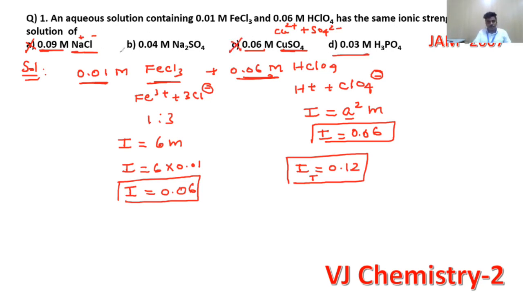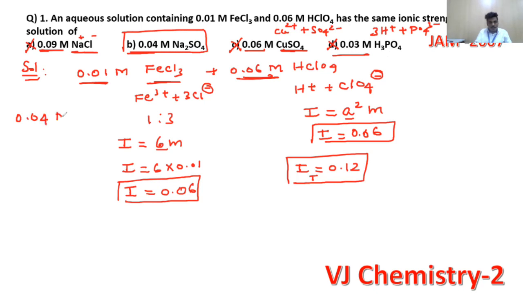See this one. If I take this one, what is the charge ratio? Fe3+, PO4 3-. This is a 1:3 ratio, right? 1:3. What is the formula? 6m. What is the given? 0.03 into 6, 0.18. But this is also not the answer. Now apply this one.